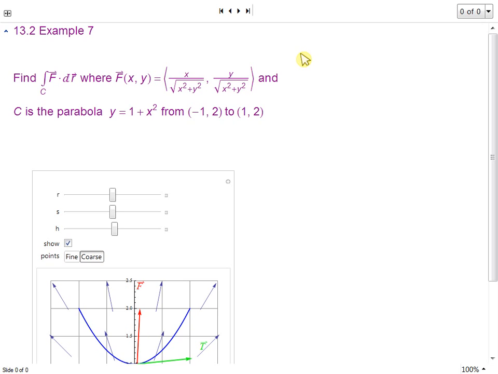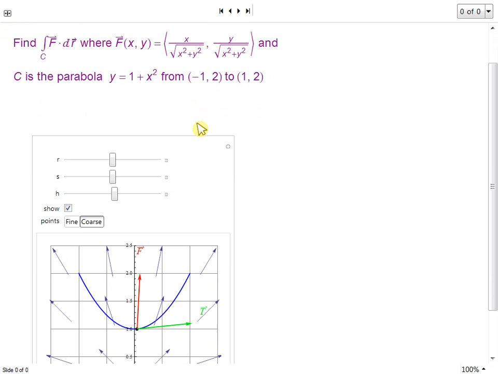You're trying to find the work done. You're given a vector field, and you're trying to move along this parabola. See if you can't grind this thing out. You think it's going to be 0? Well, maybe it is, but just work it out.